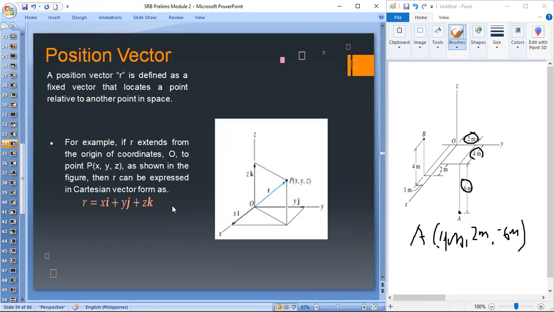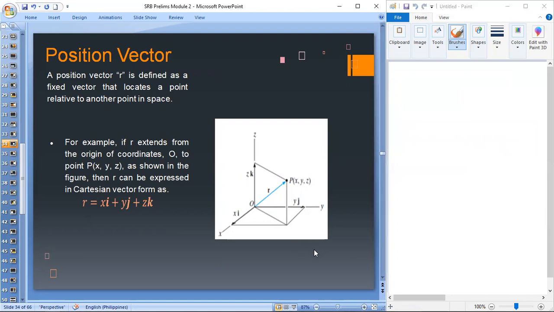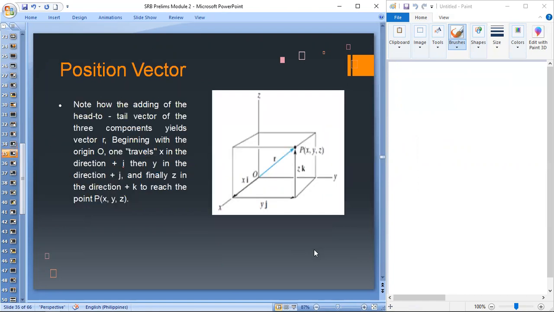Okay? So, position vector. The position vector r is defined as a fixed vector that locates a point relative to another point. So, simply, for example, if r extends from the origin of coordinates to point x, y, z, in this picture, then r can be expressed in Cartesian vector form as i, j, and k. So, that's the concept. Okay? If we have problem solving, we will understand it better.